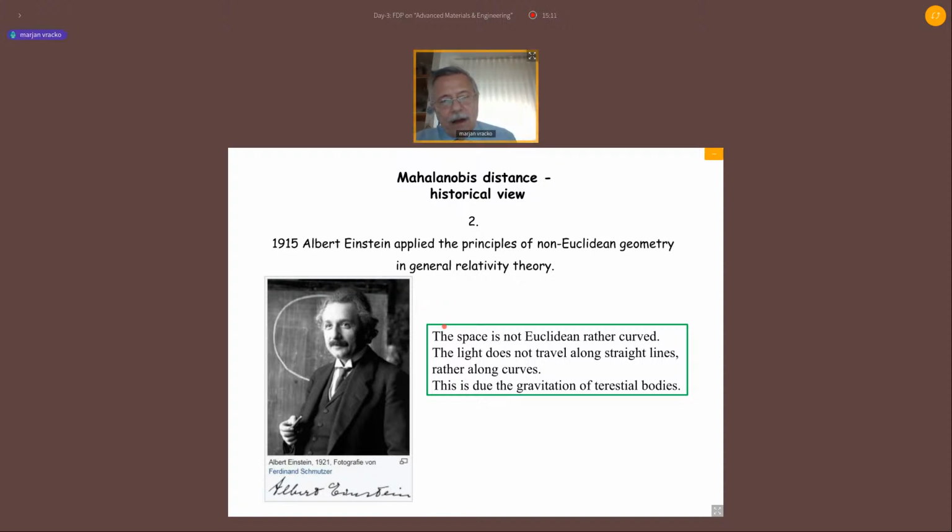It was postulated that the space is not Euclidean, but has a curvature, and the light does not travel along straight lines, but along curves. This is, of course, true for the universe now. And this is due to the gravitation of terrestrial bodies.